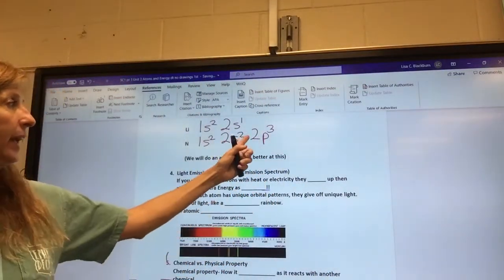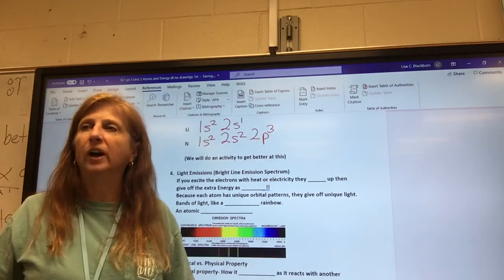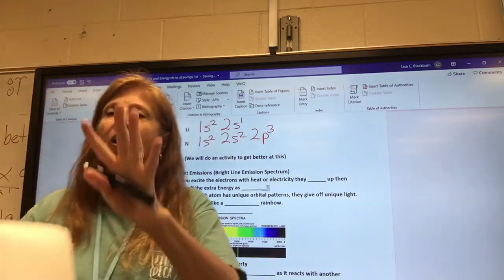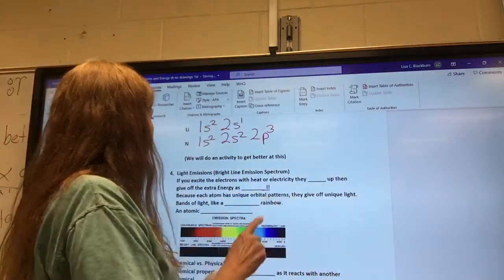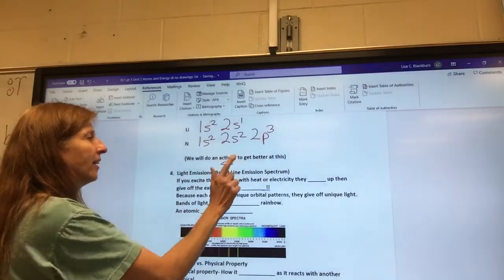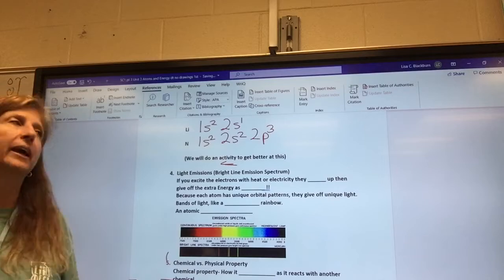There are three P orbitals, and each one of them got one. It'll make more sense once we play our game. Just hang in there. You'll be all right. All right. Notice it says we will do an activity. That's our game, and we will get better at this. Not today. We're going to probably save that till Monday.